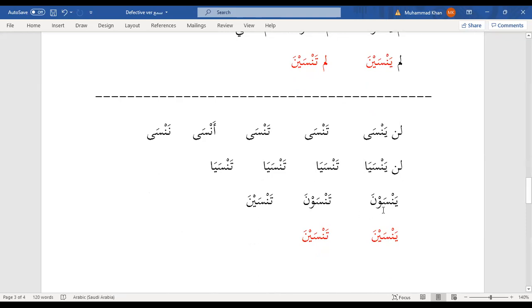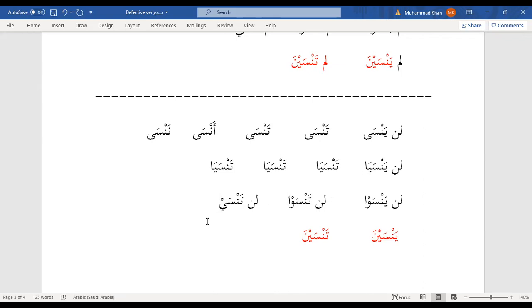And for the masculine plural, third person, it will be lan yansau. We know that the noon gets dropped and it will be replaced by alif. So this is lan yansau. So this one will be lan tansau, and again noon will be dropped and alif will be added. And then for the feminine, the only thing that happens is the noon gets dropped.